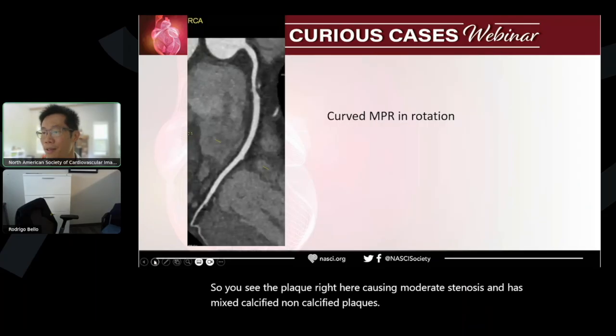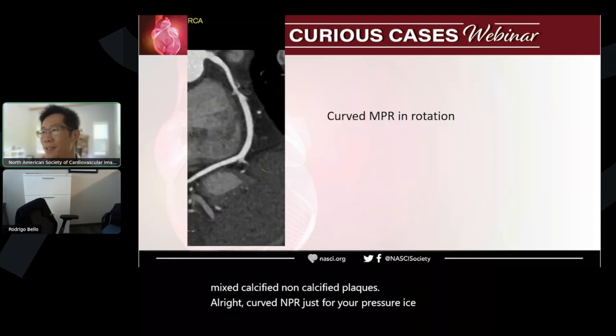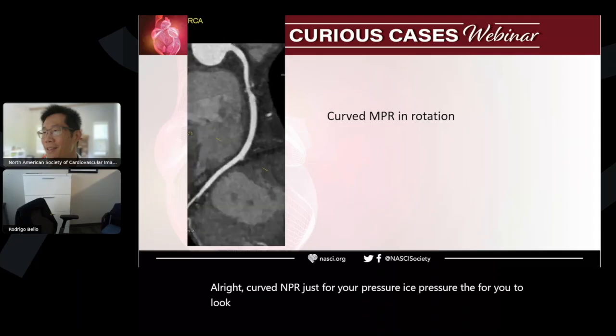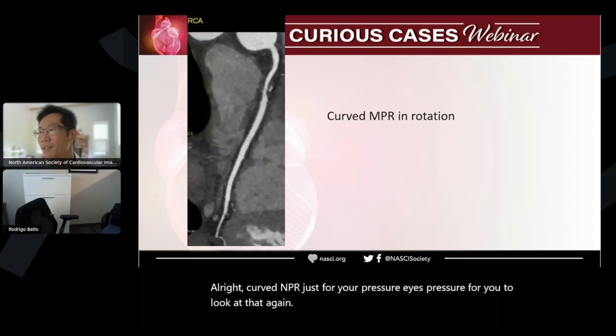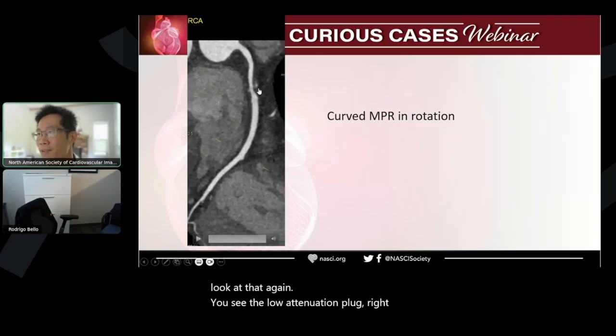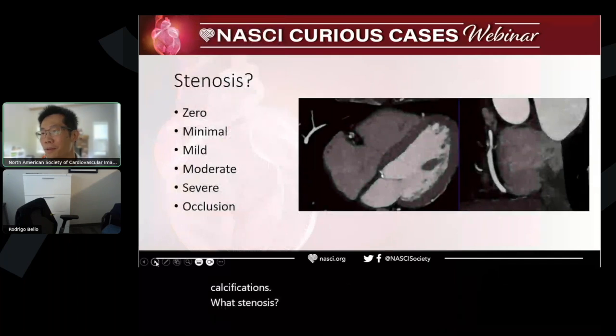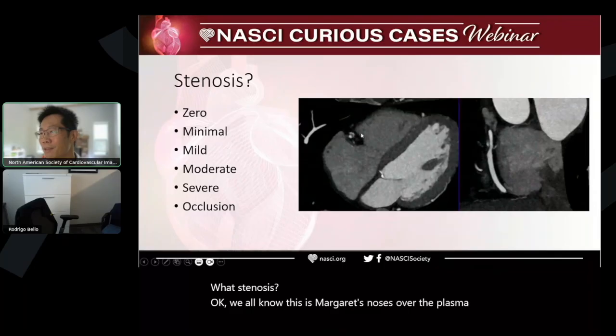Here is the curved MPR for you to look at again. You see that low attenuation plaque right here, and then there are some calcifications. We all know this is moderate stenosis over the proximal RCA. This area is in the right AV groove.